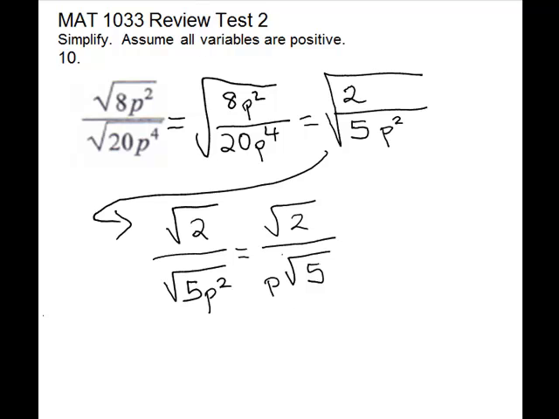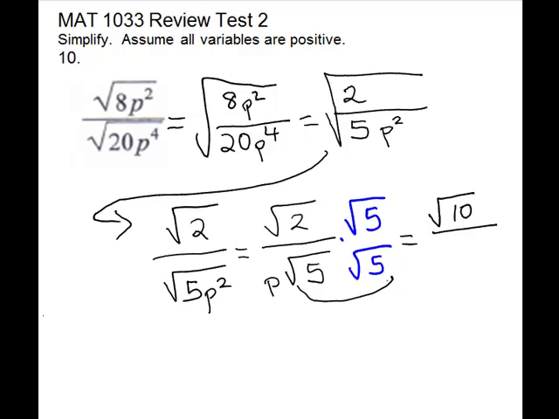Now, you're not allowed to leave that radical in the denominator. So this is where we're going to rationalize, and we're going to multiply by a square root of 5 to get rid of that radical. Do the same to the numerator, and then we'll simplify. On the numerator, those are just going to multiply underneath to give us square root of 10. On the denominator, for these two, we will pull out a 5 times the p.